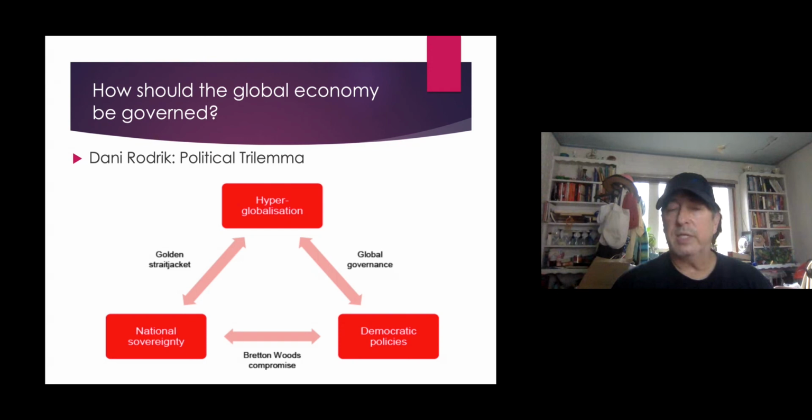A second is that we'd like to have democratic control over economic decision making and policy making. And the third is that countries desire some degree of national sovereignty. They want their country to be independent and autonomous to a significant degree. The problem is that even though all three independently are desirable, Rodrik argues that you cannot have all three, that there is a trilemma such that it's possible to have two of these, but in doing so, you have to give up the third.